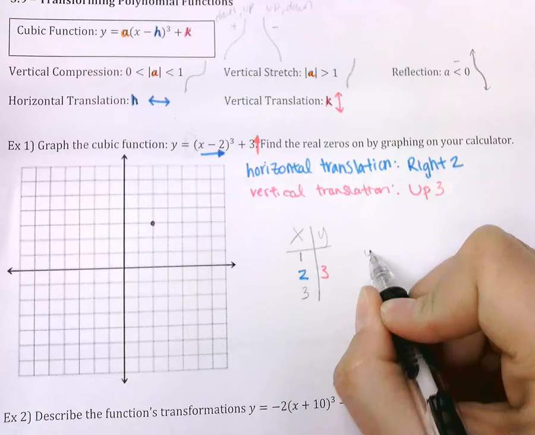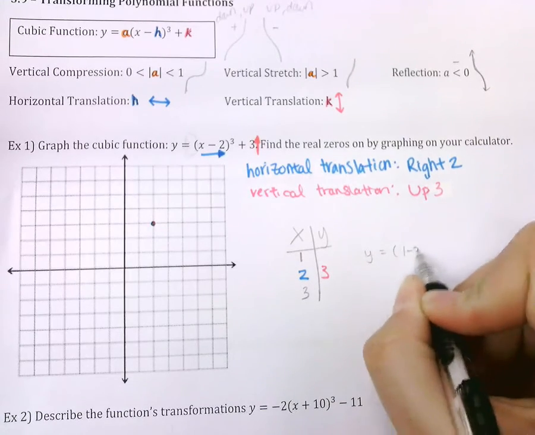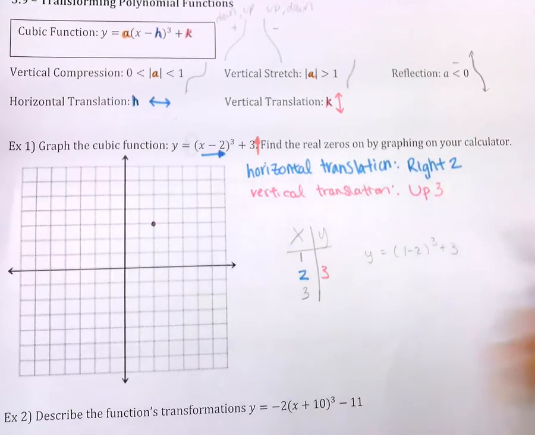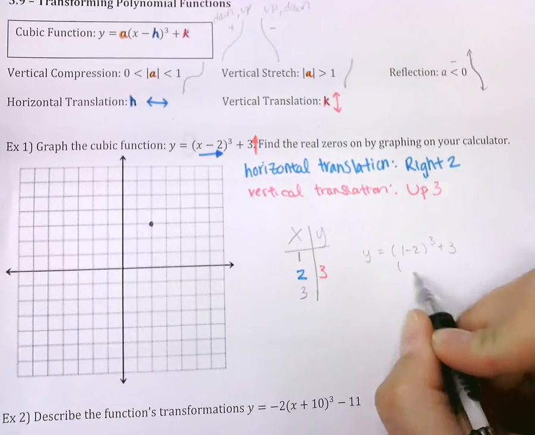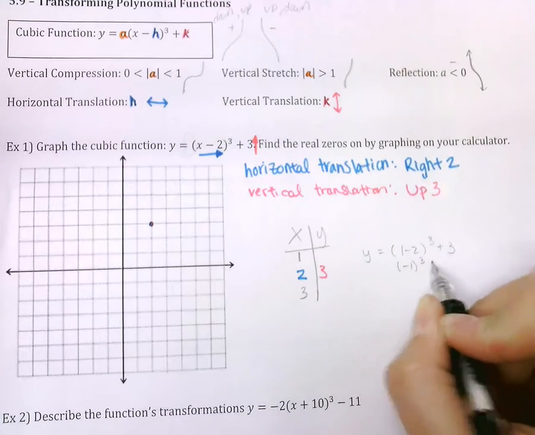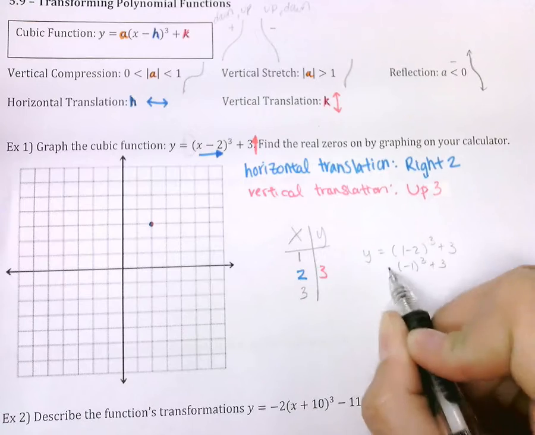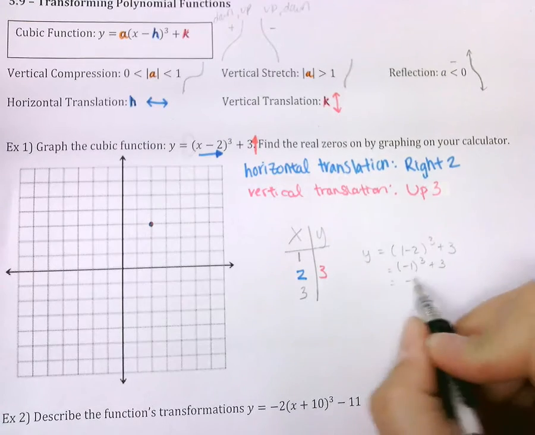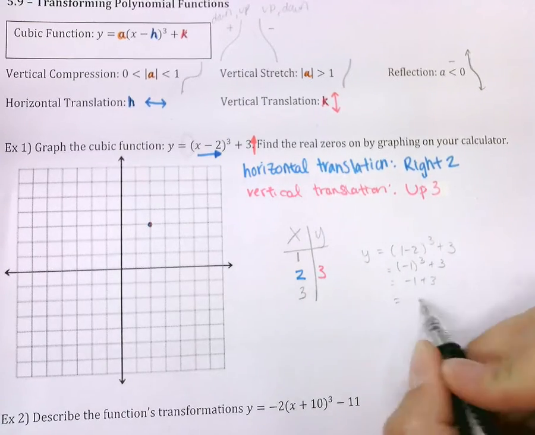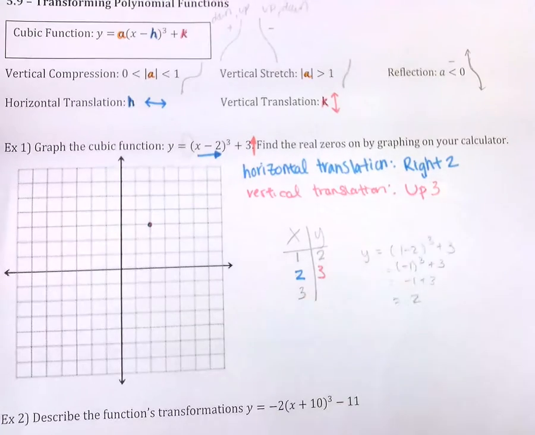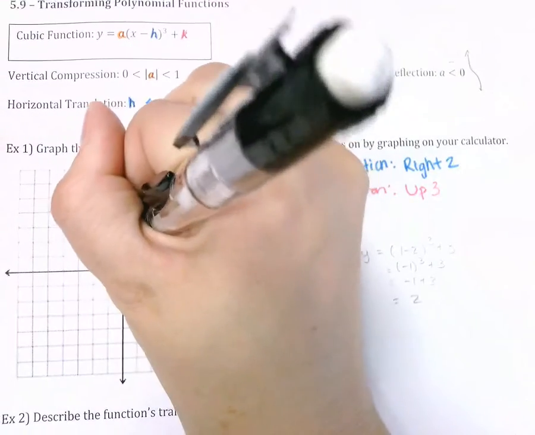So let's see what we get when we plug in 1. So 1 minus 2 is what? Negative 1. Negative 1 cubed is? Negative 1. And negative 1 plus 3 is? 2. So when you plug in 1, you get 2. You have a point at 1, 2.